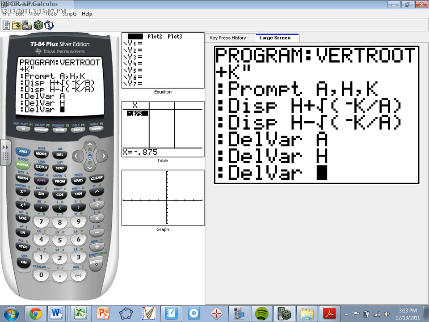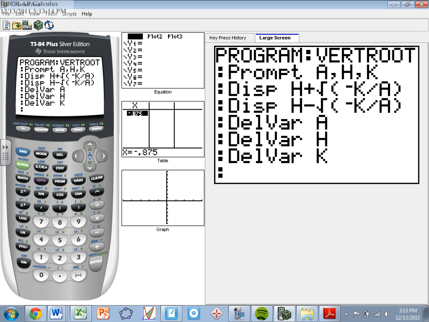Enter. Alpha, K. Enter. Okay, the last 3 lines there will give us the value. Now, before anybody uses the program, we're going to do one by hand, and then we're going to prove it using the program. Okay, so we're going to solve by hand first.